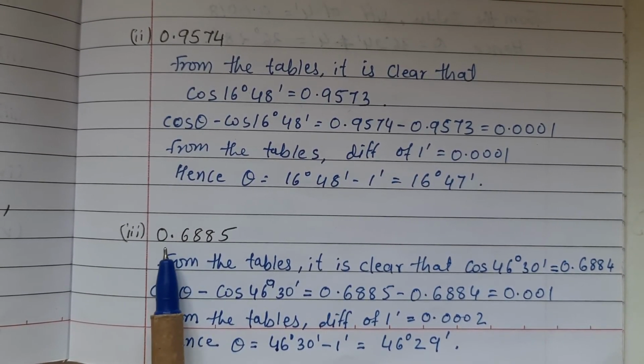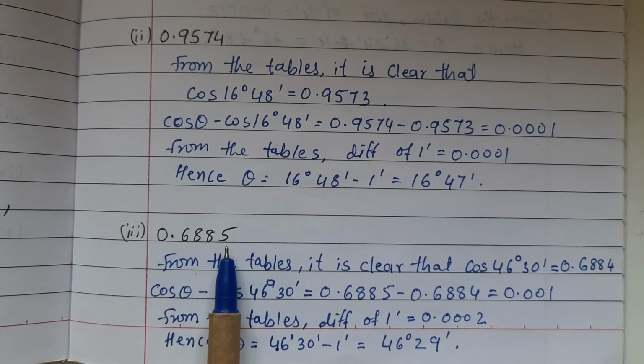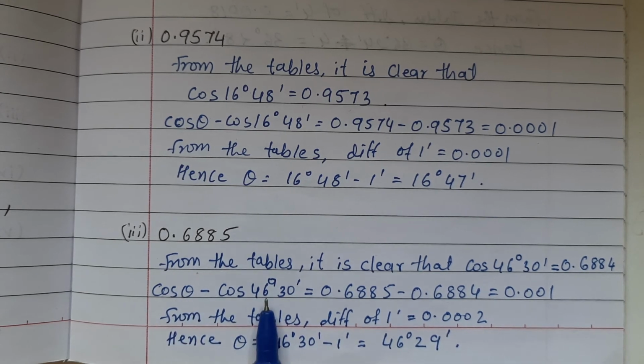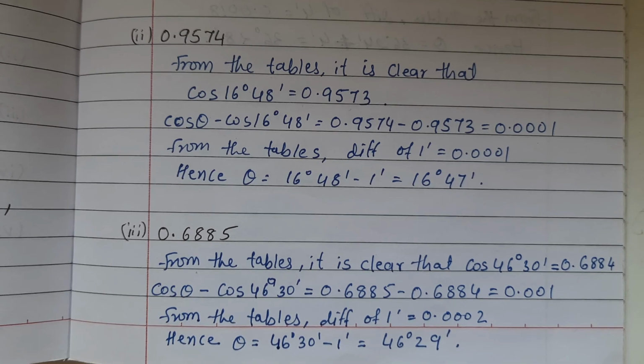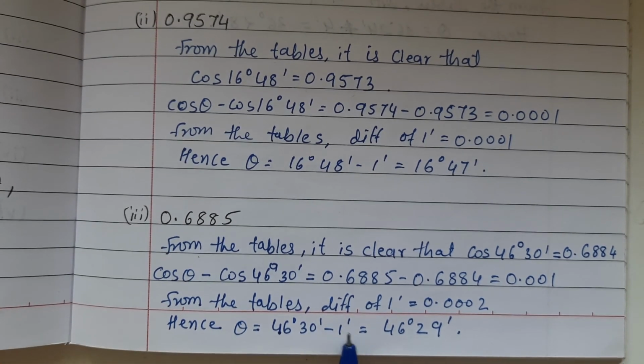Third part, cos theta equal to 0.6885. From the table, it is clear that cos 46 degree 30 minutes is 0.6884. Therefore cos theta minus cos 46 degree 30 minutes will be 0.6885 minus 0.6884 equal to 0.0001. From the difference table, 1 minute is 0.0002. Therefore theta is equal to 46 degree 30 minutes minus 1 minute, equal to 46 degree 29 minutes.